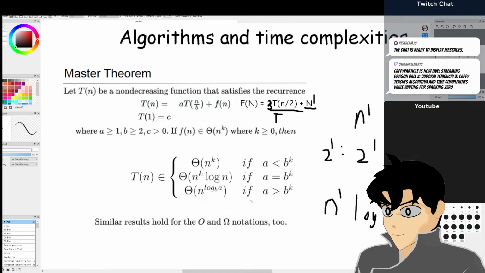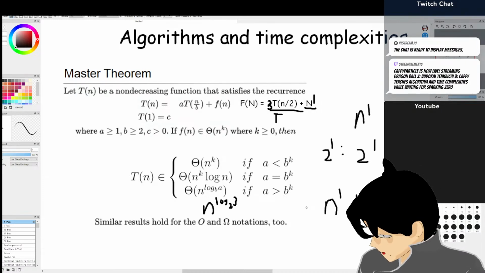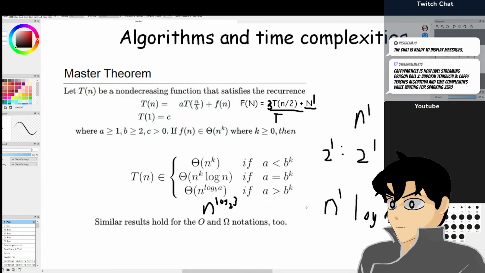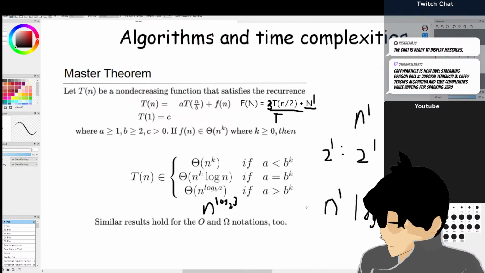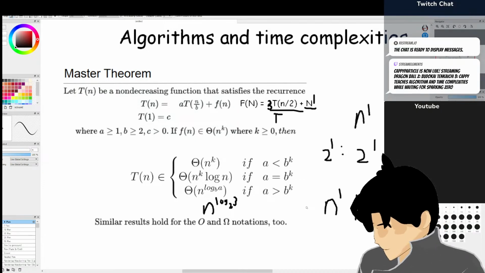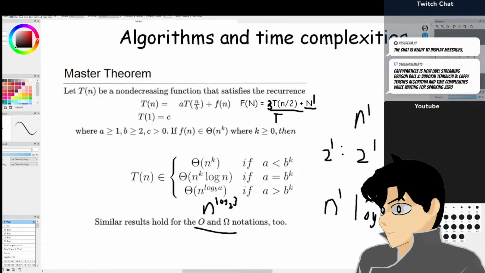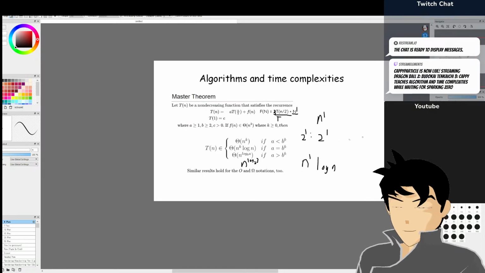Alright, so if it was 3, it'd become n log 2 of 3, which is, what is n log 2 of 3? I don't know. I don't have a good calculator down here. So you get the same thing with these two also. So that's Master's theorem. I weirdly had a lot of trouble with this. I think I'm just stupid.